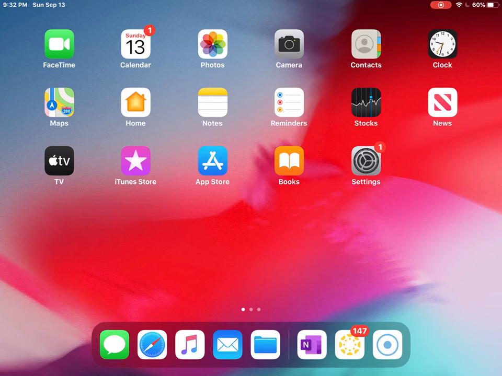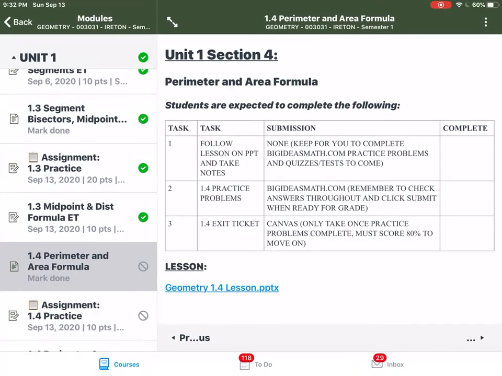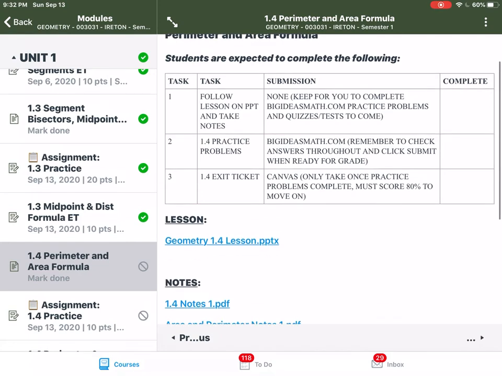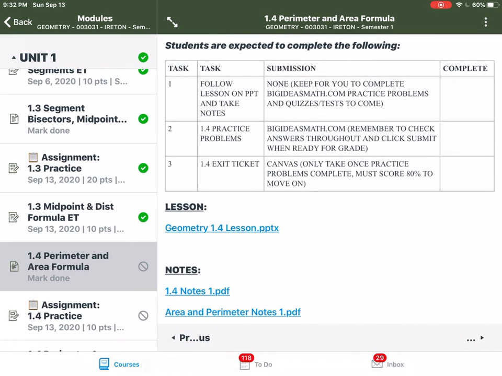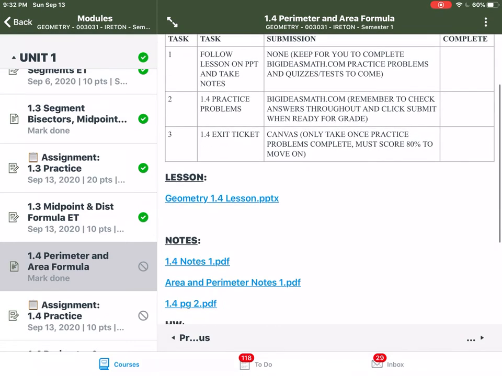Guys, I am going to go over a homework problem from section 1.4, and I just want to make sure you realize what I'm doing here. So when you get into 1.4 perimeter and area formula, in the lesson part you're going to see all this. You've got some tasks that you need to do. You need to follow the lesson on the PowerPoint down here. You'll see the lesson and PowerPoint.